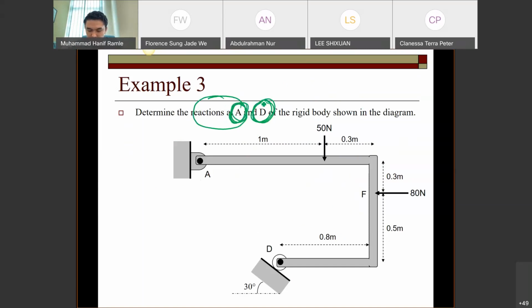E and D. So my first question: what is the first step to solve this problem, to solve this example? Anyone?